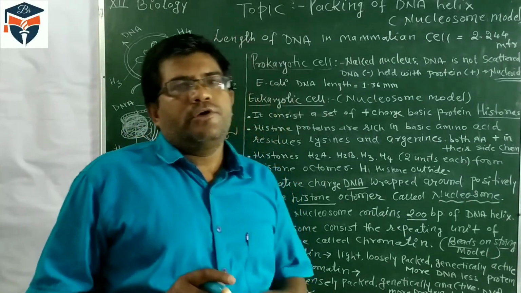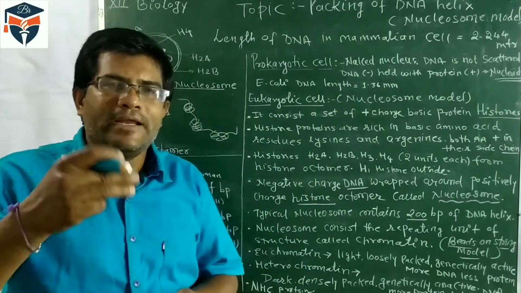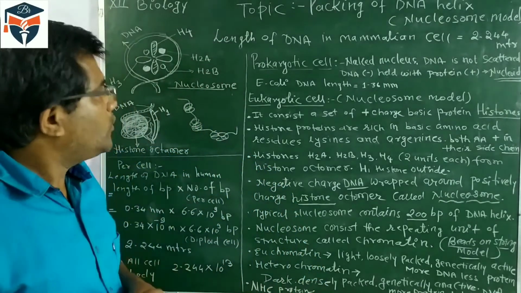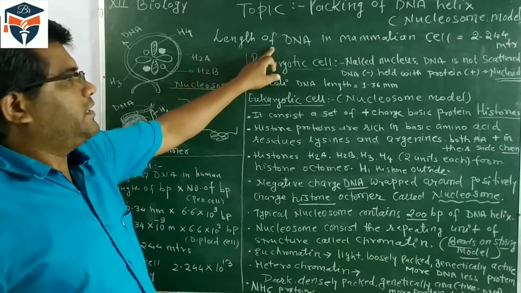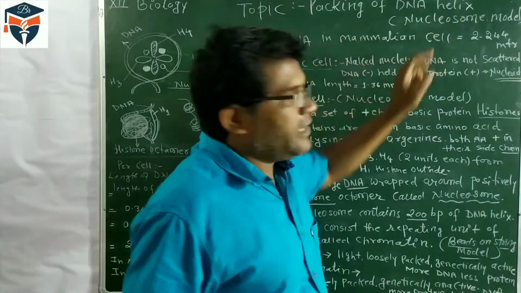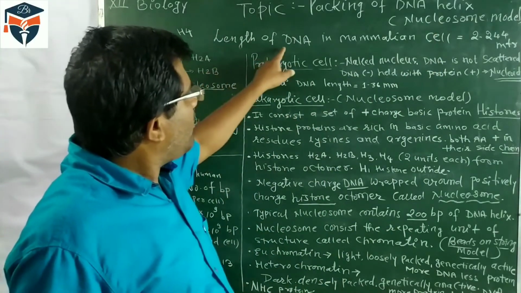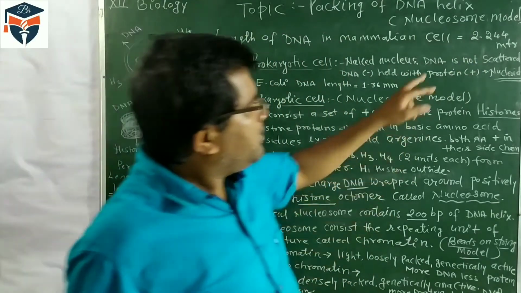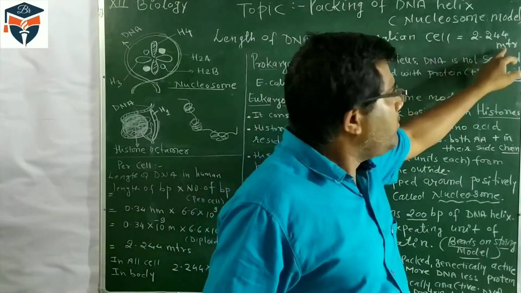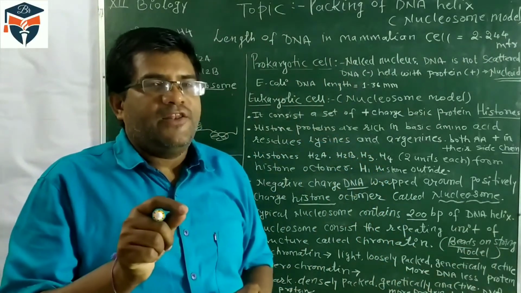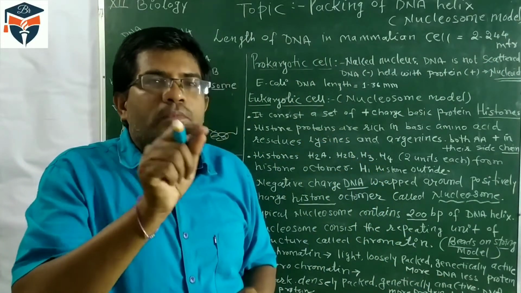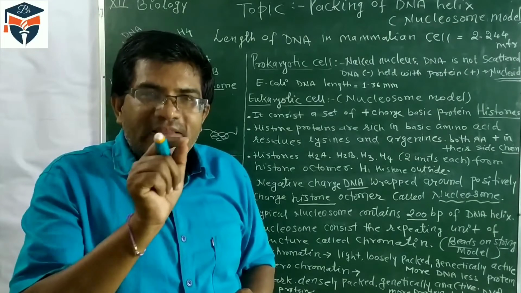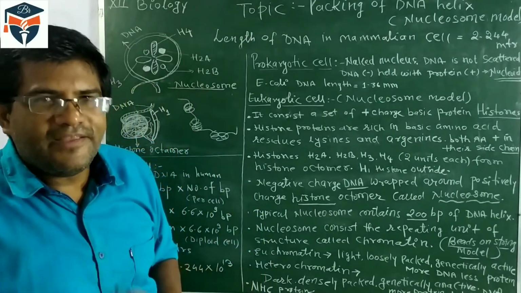Students, DNA occurs inside the nucleus of the cell, and the length of the DNA in each mammalian cell is 2.244 meter, about 2 meter long DNA. So each cell is having 2 meter long DNA. Understand? Size of cell, and there is a 2 meter long DNA molecule.